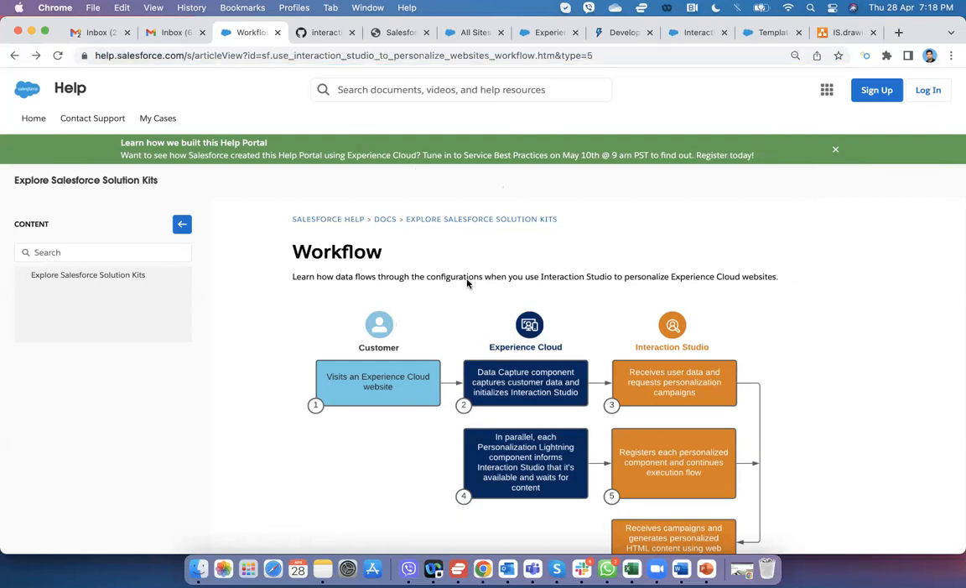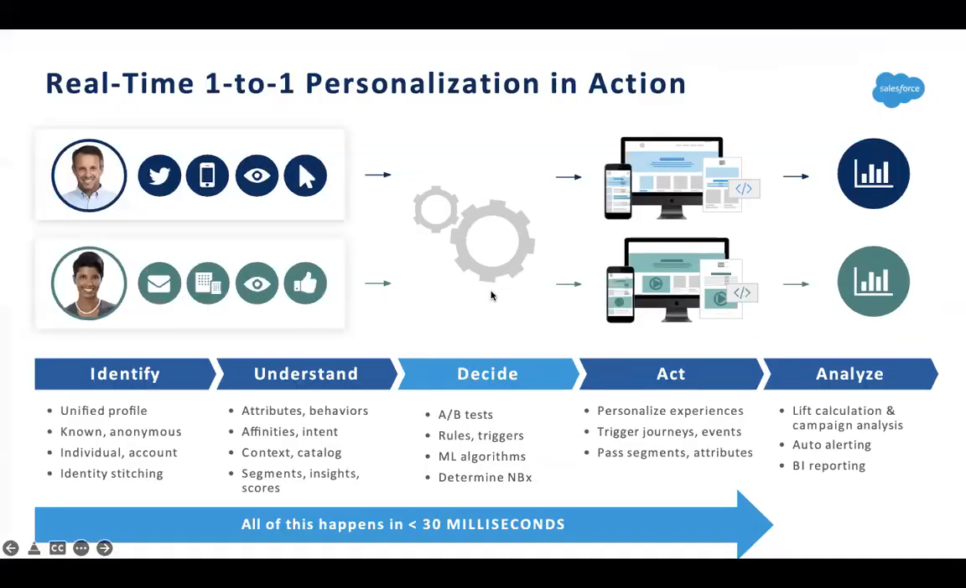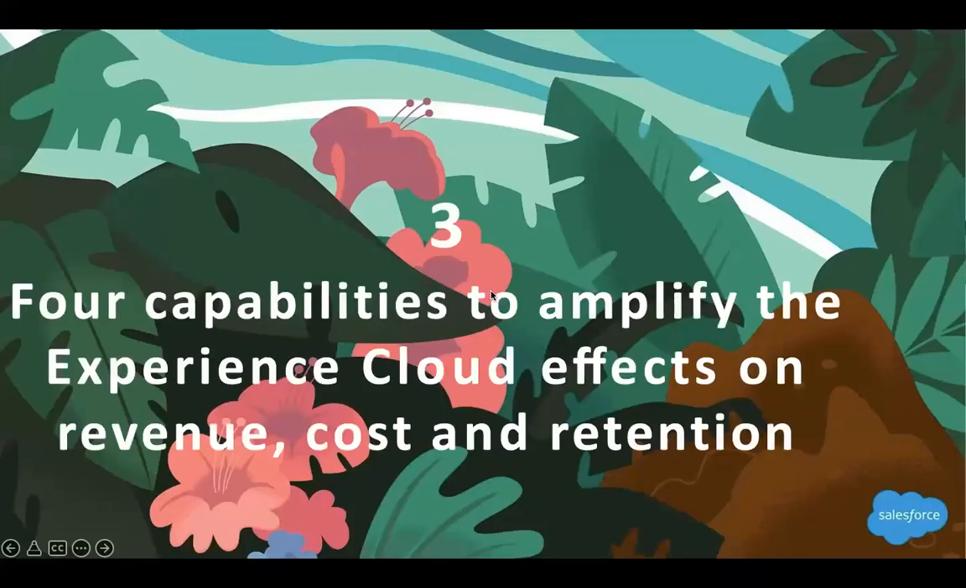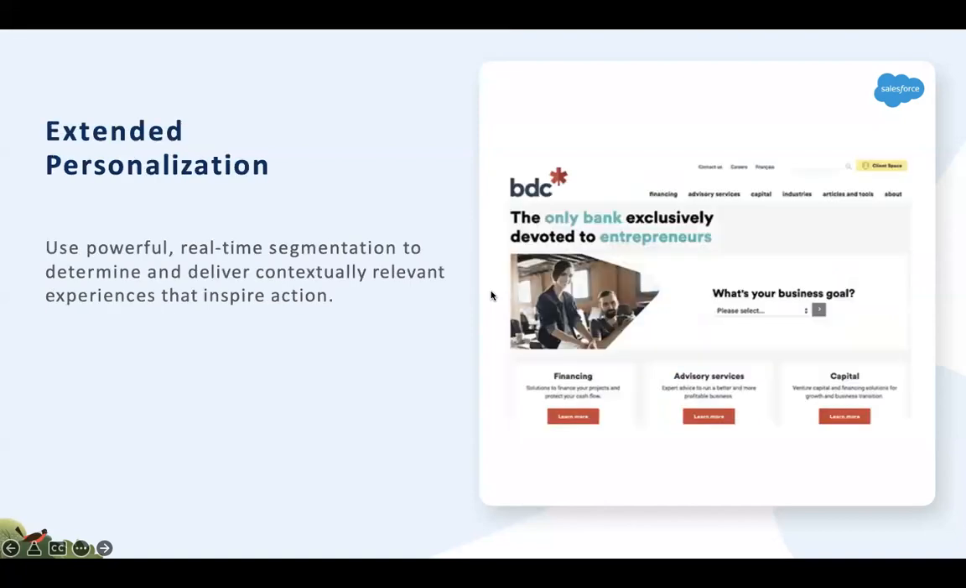So yep, that's it. I'll go back to my slide and open for Q&A, and I'll walk through the rest of the use cases and how we can leverage them. There are 4 capabilities to amplify the Experience Cloud, with effects on revenue, cost, and retention. One is A/B testing. We can remove the guesswork from digital experience decision making, with unfiltered feedback directly from customer behavior. You can build your A/B test inside Interaction Studio and then promote the right content to the Experience Cloud users.